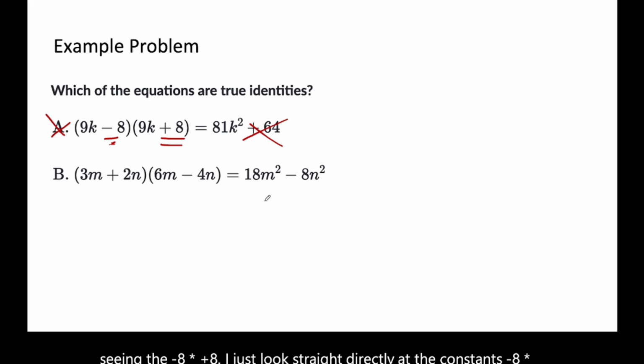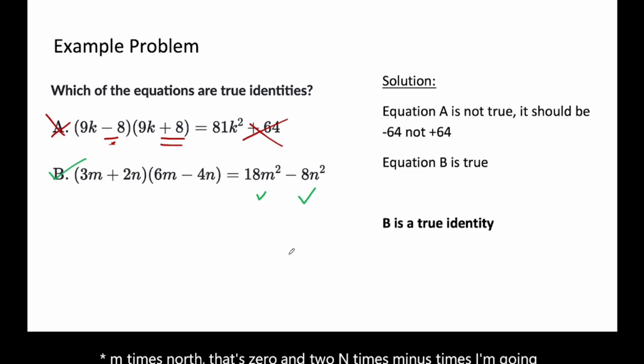This one over here, let's see. You can always check each equation first and see if it works. So 3m times 6m, that's 18m squared. That's good. 12mn minus 12mn, because you're seeing here positive 12 times m times n, negative 12 times m times n, that's 0. And 2n times negative 4n gives us negative 8n squared. So this works in that case.